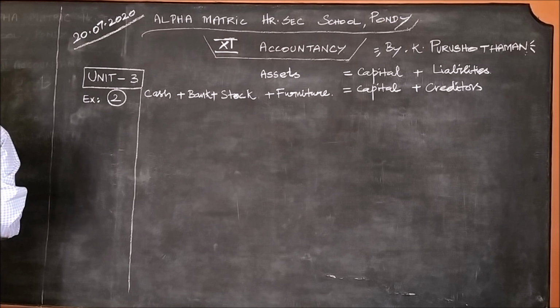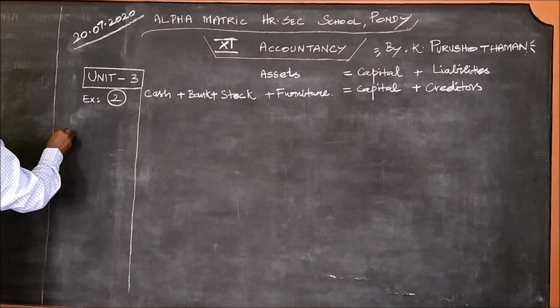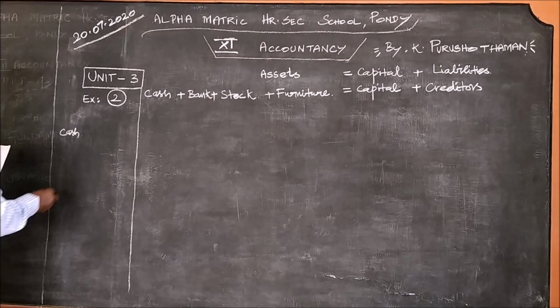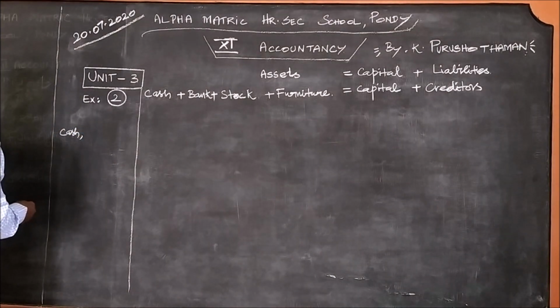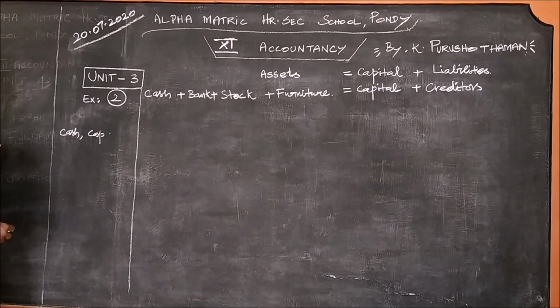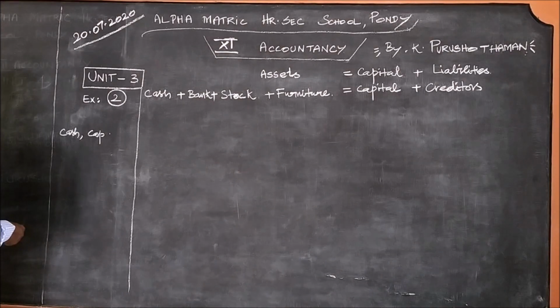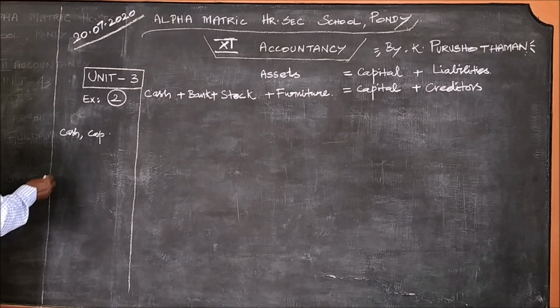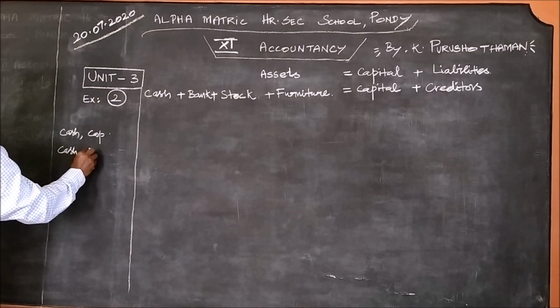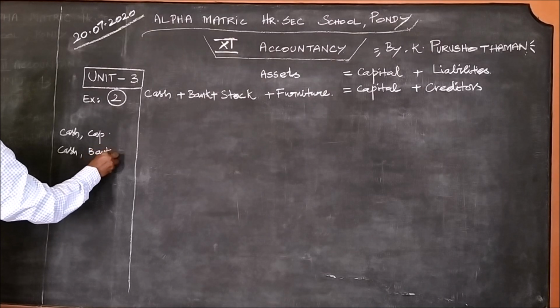Raj started business with cash. Therefore, cash is an item on the asset side. When the cash is invested into the business, it is called capital. So, for the first one, we require cash and capital. Open the bank account with deposits. So, cash goes out, it comes into the bank. Cash and the bank are the two terms.